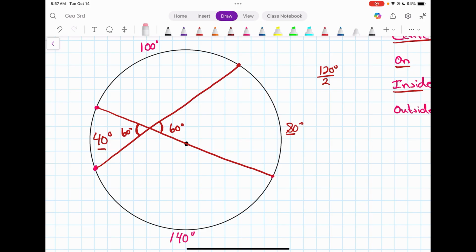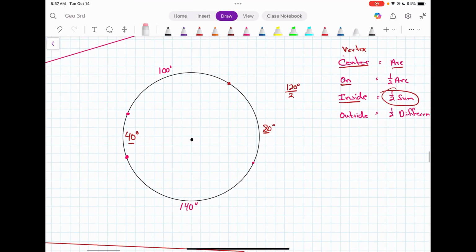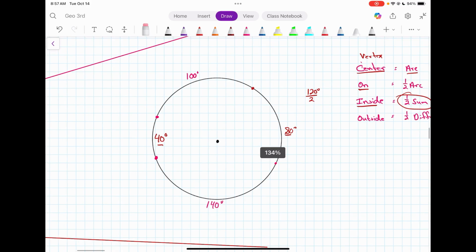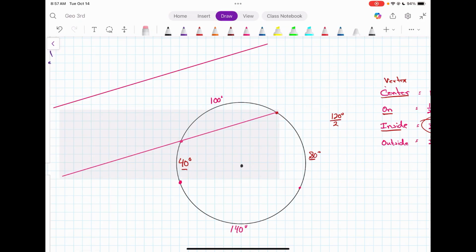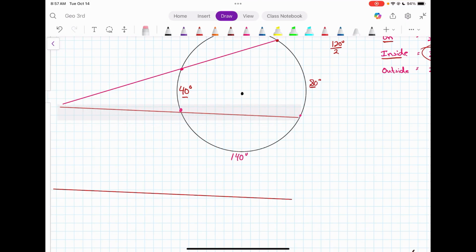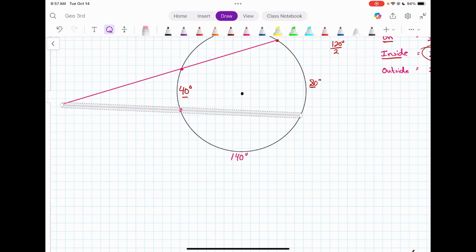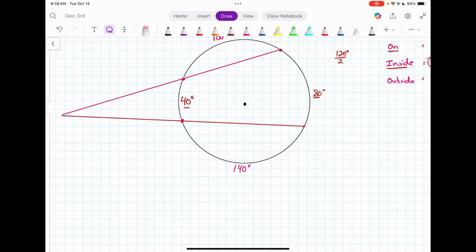And then the last scenario is, what if the vertex of the angle is actually outside the circle? Now we're going to do half the difference. I've drawn some lines here so that I can keep it a little bit straighter. Let me pull these lines down. These 2 lines are called secant lines. They form chords on the inside, but a secant is a line that crosses at 2 different points. It intersects 2 different points on that circle, so we call them secant lines.